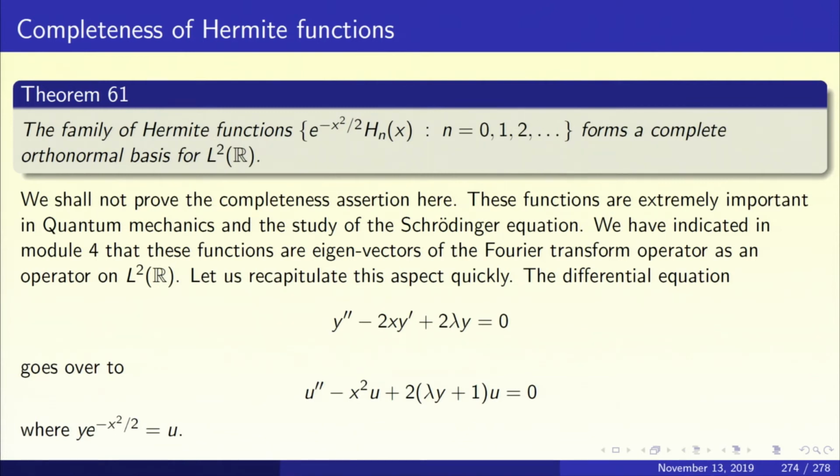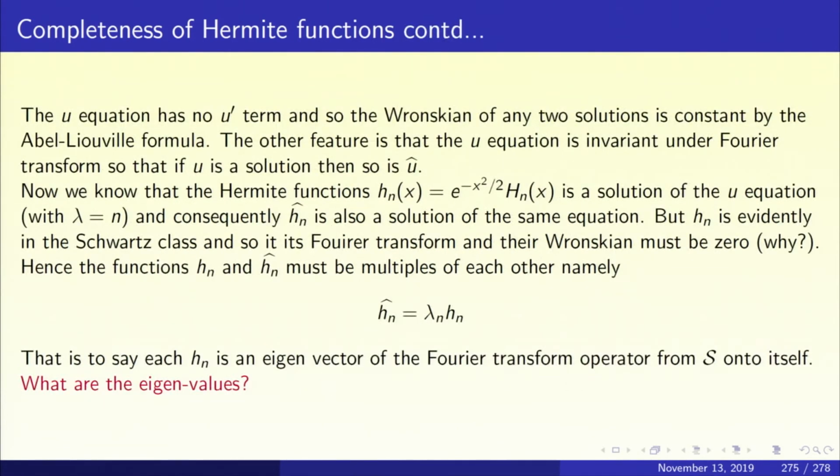Now, the differential equation for u has no u prime term. So, the Wronskian of two solutions is constant by the Abel-Liouville formula. The Abel-Liouville formula from elementary ODE says that the Wronskian is going to be constant, and if u is a solution, u hat is also a solution, the Hermite function is a solution, so its Fourier transform is also a solution. But the Hermite function e to the power minus x squared by 2 times H_n(x) is in the Schwartz space, it is rapidly decreasing. So its Fourier transform is also in the Schwartz space.